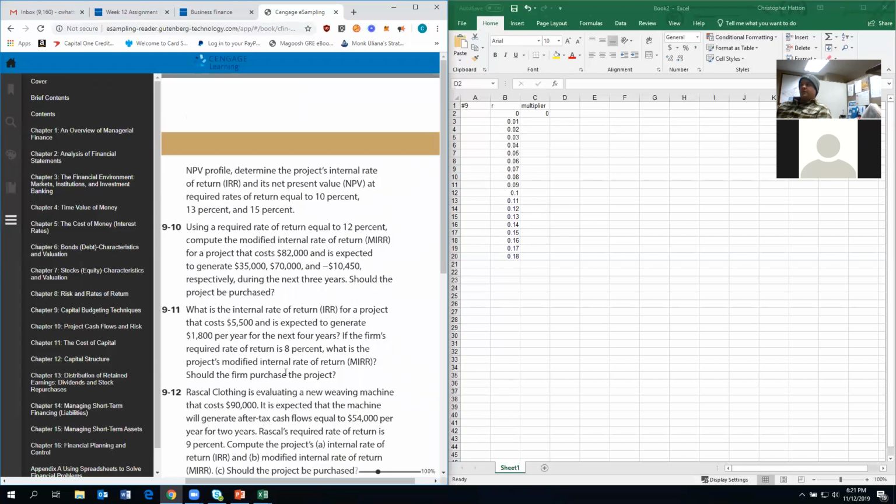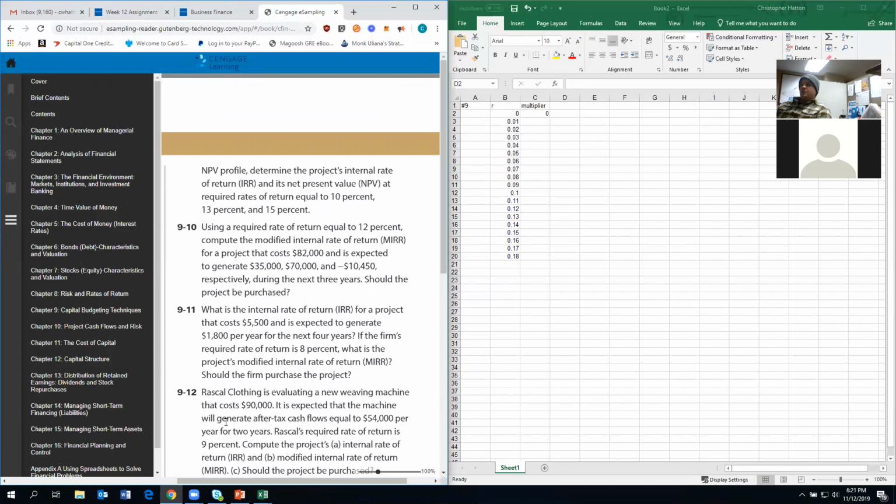For the next 5 years, determine internal rate of return. Then net present value. So we want to find an NPV at this one, 13 and 15%. So we're looking for net present value.